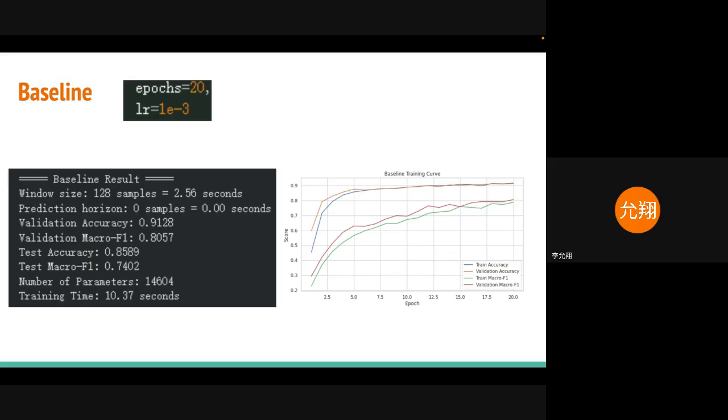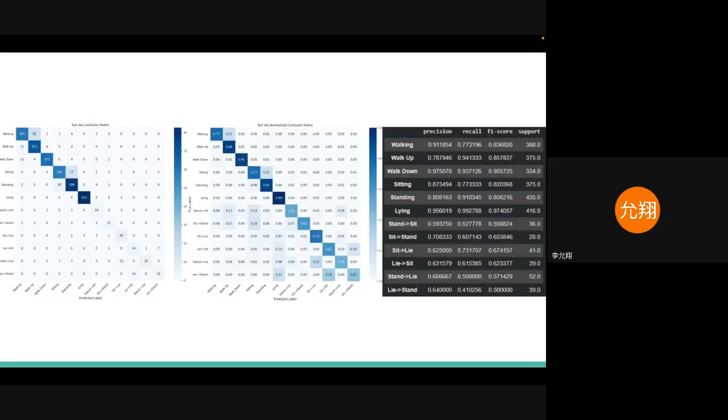Here you can see the baseline results. The validation accuracy is 0.9128, and the validation macro F1 is 0.8. Next slide, please. This slide analyzes the baseline model in more detail. In the previous slide, we know that the baseline GRU achieves good overall performance, with a test accuracy of about 85% and a test macro F1 of 74.